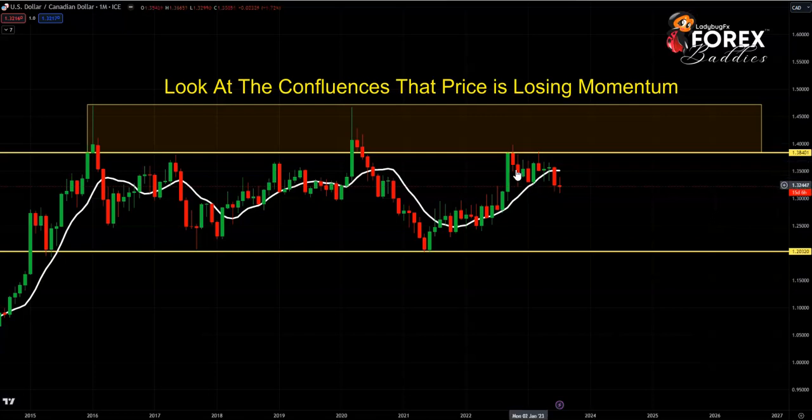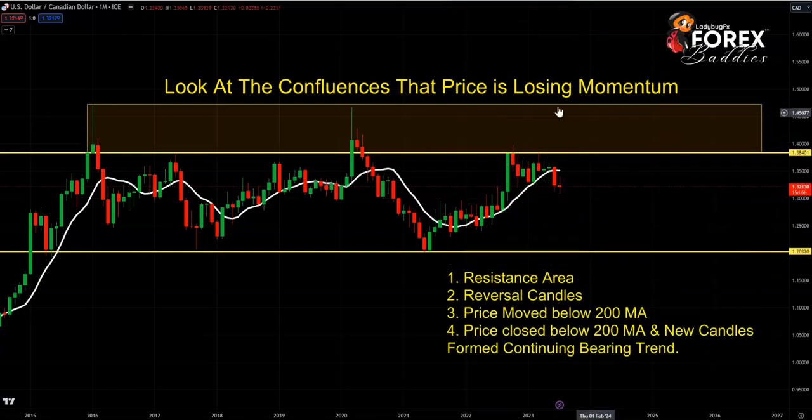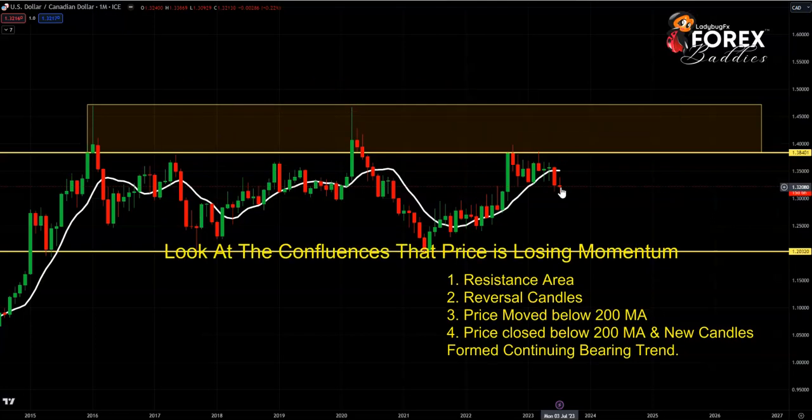Let's count those. One, being in the supply zone or resistance area. Two, you have all your dojis and shooting stars over here. Let me see if I see anything else in this area. The 200-day moving average crossed over up here, so that's three. And price did move below the moving average here as well, so that's four. You have four confluences staring you in your face that price is moving in a bearish trend. Price is turning around on you, it's switching over. All right, so that is the monthly chart.